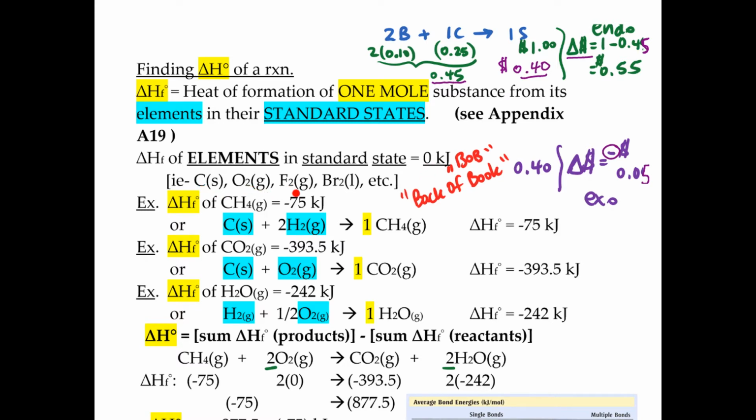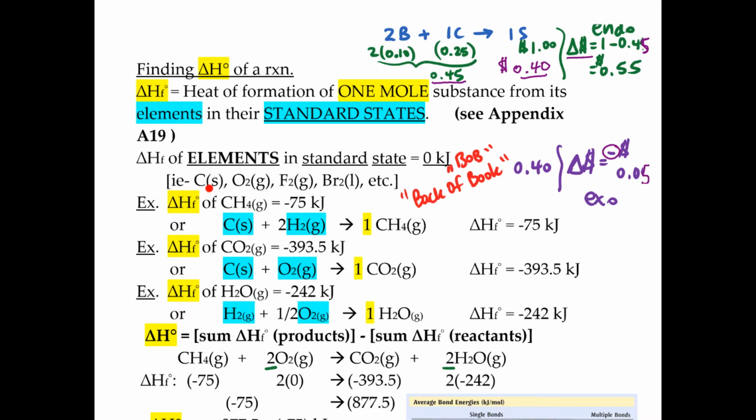So for instance, carbon, oxygen, fluorine, bromine. First of all, these are elements, and these are their standard states. Carbon is a solid at room temperature. Oxygen is diatomic, and it's a gas. Fluorine is also diatomic, and it's a gas. Bromine happens to be diatomic as well, but it's a liquid. So anytime you have an element in its standard state, it has a heat of formation of 0.